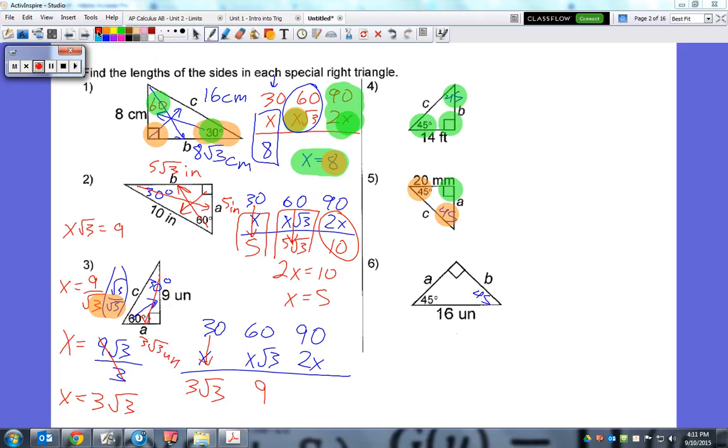And then since x is equal to 3 root 3, when I put it here as substitution and multiply by 2, I get 3 times 2 is 6 root 3. So opposite from 90 degrees, I will put 6 root 3 units.